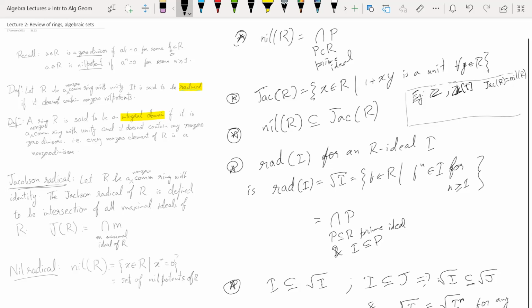But what you can do is take a finitely generated ring over the integers or over a field, and then the Jacobson and nil radical are the same. This is a consequence of what is called the Hilbert Nullstellensatz, but we'll see that later. And of course, since we already discussed this, if you take a local ring, so you know what a local ring is?